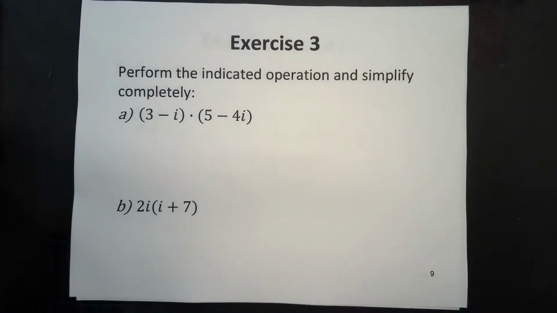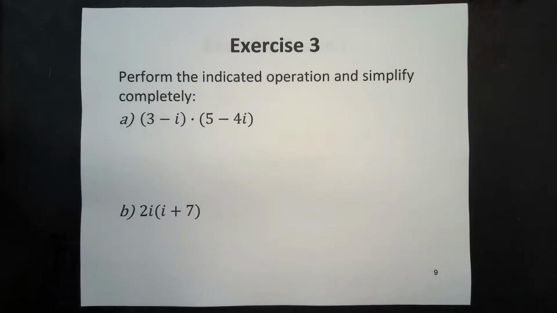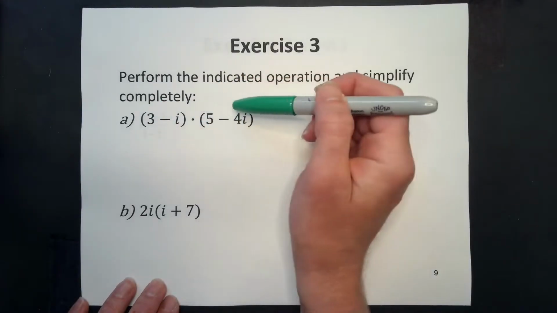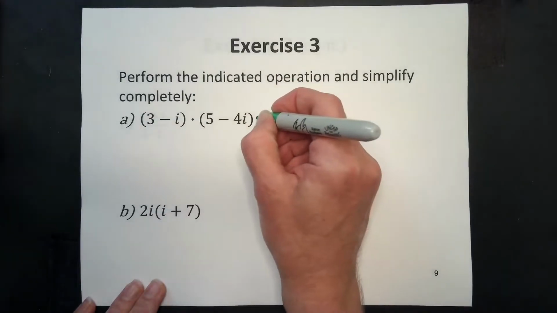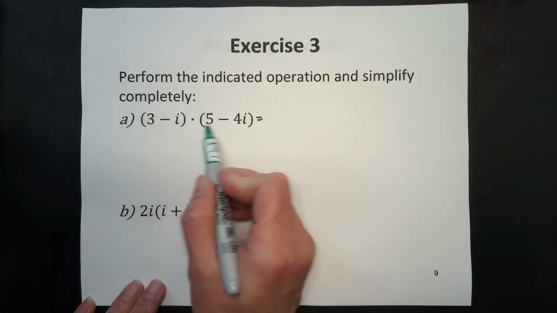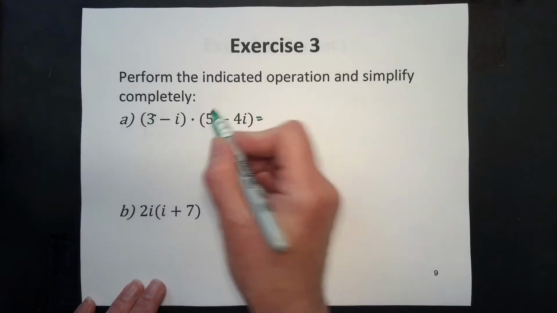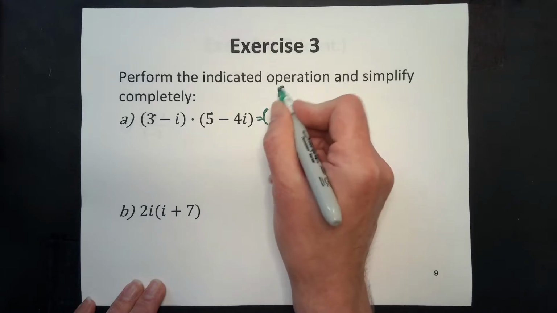So this first one right here, we're going to need to use FOIL on. So we treat it like a normal binomial. If this was like an x and that was like a constant, we FOIL it out. So I'm going to get my first terms multiplied. So I'm going to have 3i times that complex number, 5 minus 4i. So I'm going to get 3 times 5. This is my first terms.